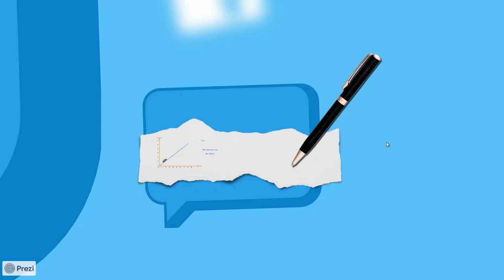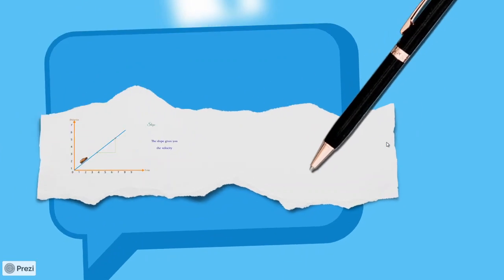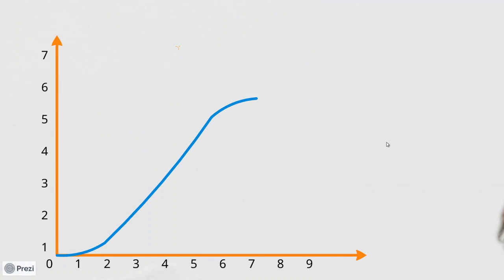Anyways, suppose it was not that good a driver. Suppose it was, whom should I take? Suppose it was Usmida who was driving. It was not that smooth. It was kind of like this. And here also I can take the slope, and suppose this is the slope that I have taken.